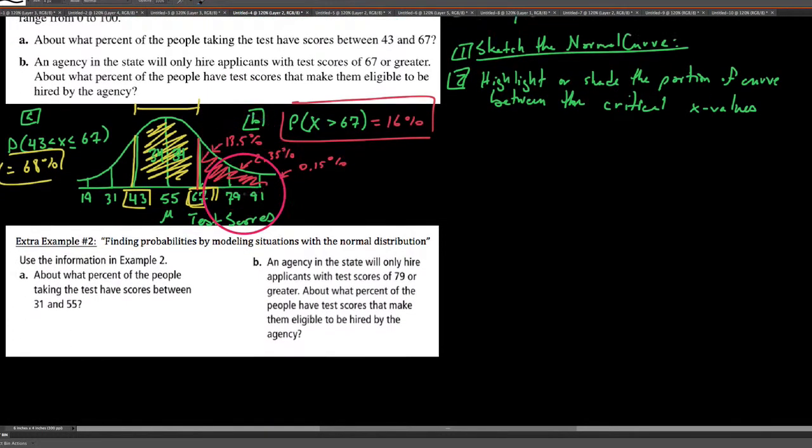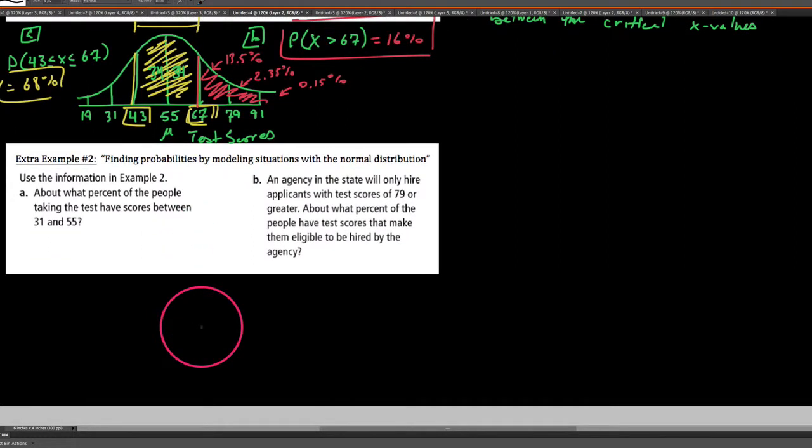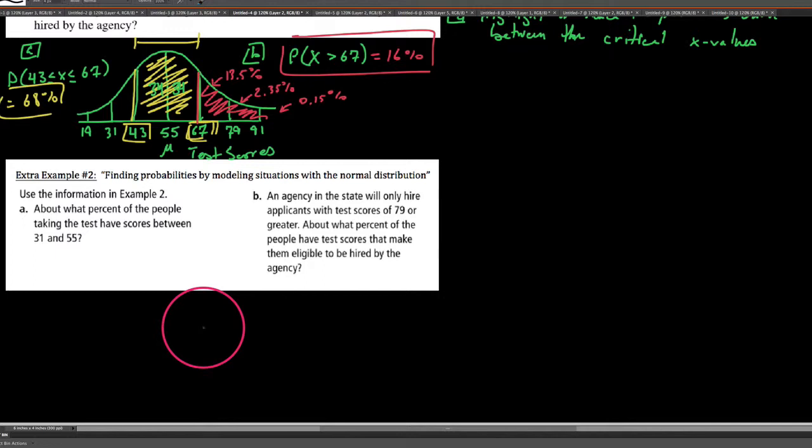So essentially what I want you to do for this extra example number 2 is pause the video, and I want you to draw your own curve. Now we're using the same data that we used up here, so you can redraw the same curve, but I want you to answer these questions about it. And when you're ready to answer these questions or see if you got your questions right, go ahead and unpause the video. But when you're ready, let's go ahead and take a look at this.